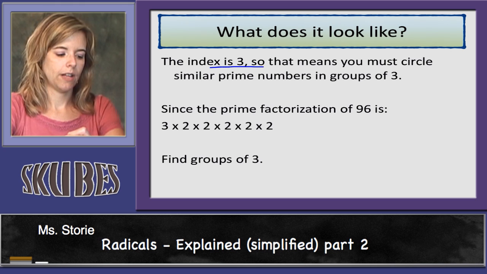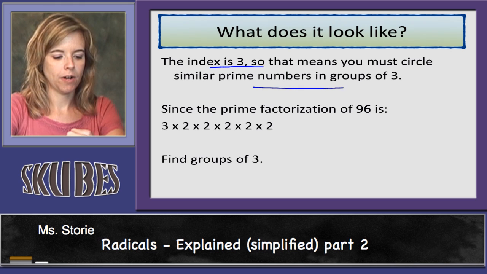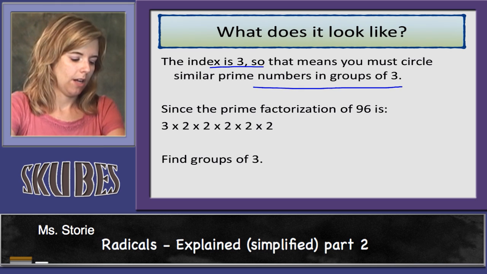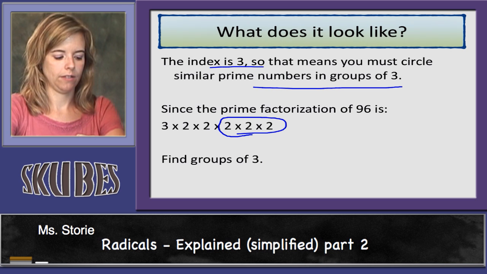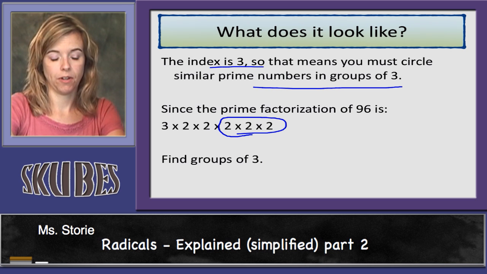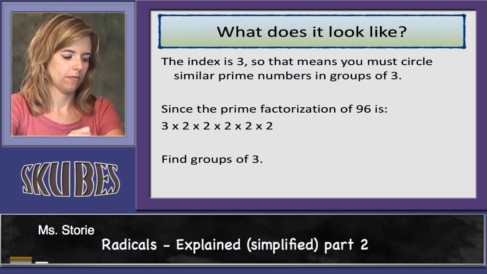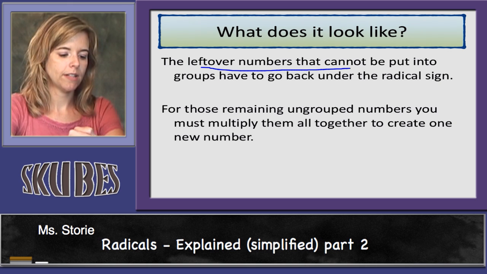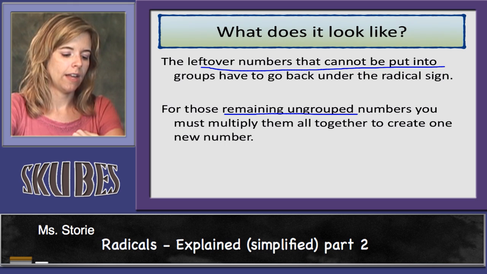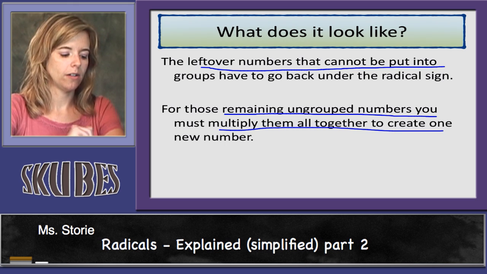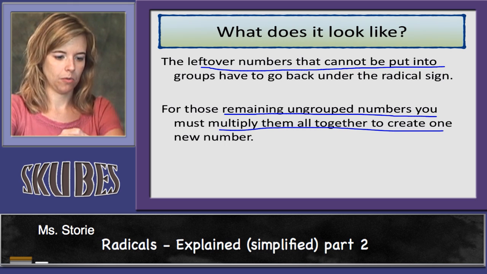The index is 3, so that means you have to circle all the similar prime numbers in groups of 3, which we did. We took a look at this and we said, oh look, there's a group of 3. There weren't any more groups of 3 though. That was all we could do. The leftover numbers that can't be put into the groups have to go back under the radical sign. And then those get multiplied all together to create one brand new number.